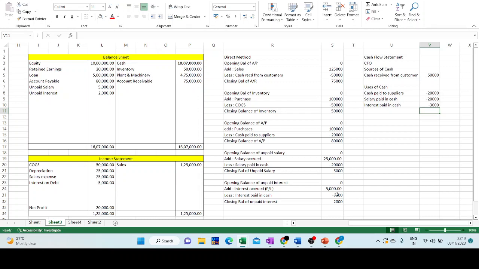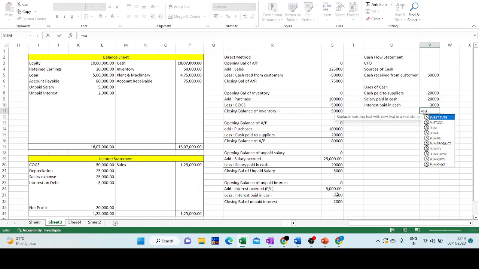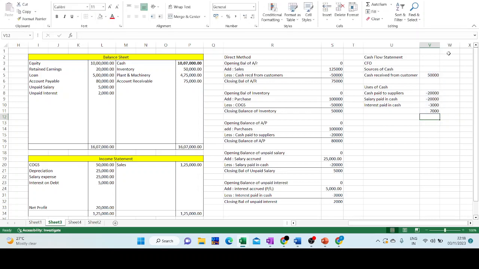Okay, guys. So we have our CFO. If I deduct the uses of cash from the sources of cash, I get my CFO, which is 7,000. So this is my operating inflow.